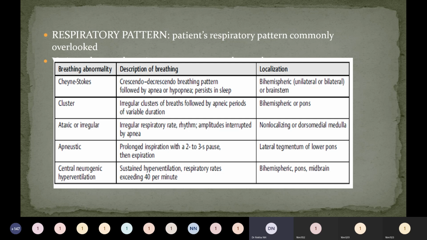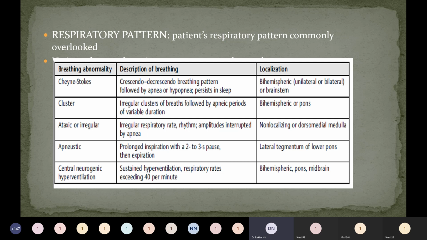Then cluster breathing: irregular clusters of breaths followed by apneic periods. Usually it is a bilateral diffuse cerebral hemispheric lesion, or it can be a pontine or brainstem lesion. Then another entity called ataxic breathing, usually seen in a patient with encephalitis. The patient will have an irregular respiratory rate, irregular in rhythm and irregular in amplitude, and it can be interrupted by apnea. Ataxia means there is imbalance, that is imbalance in the respiratory rate, rhythm and amplitude. That is called ataxic breathing.